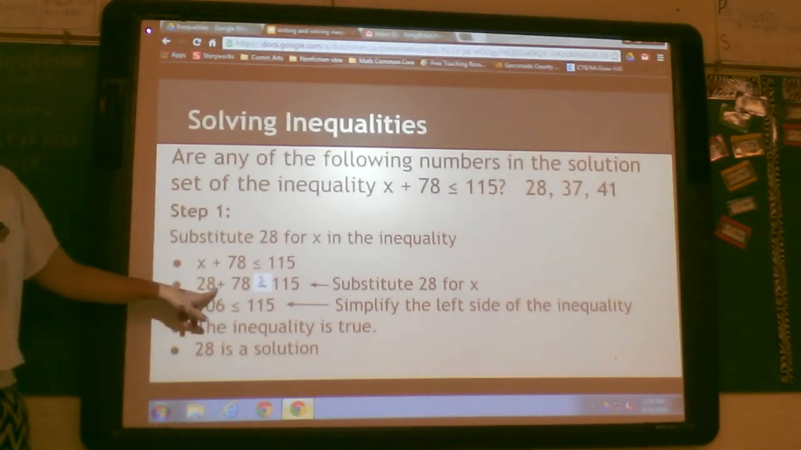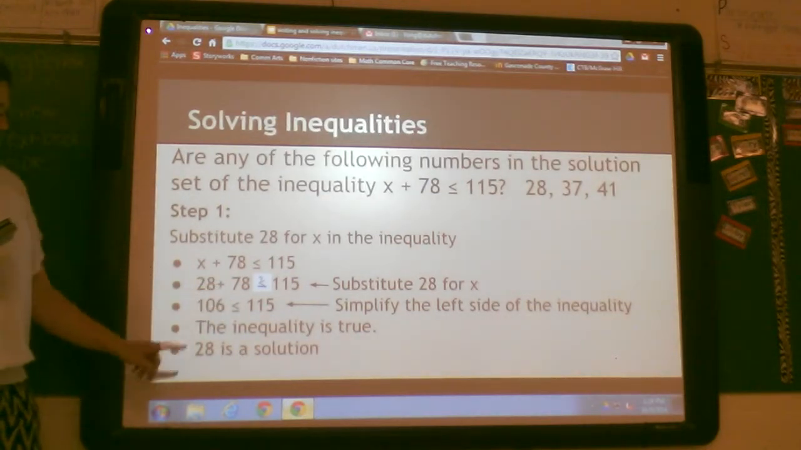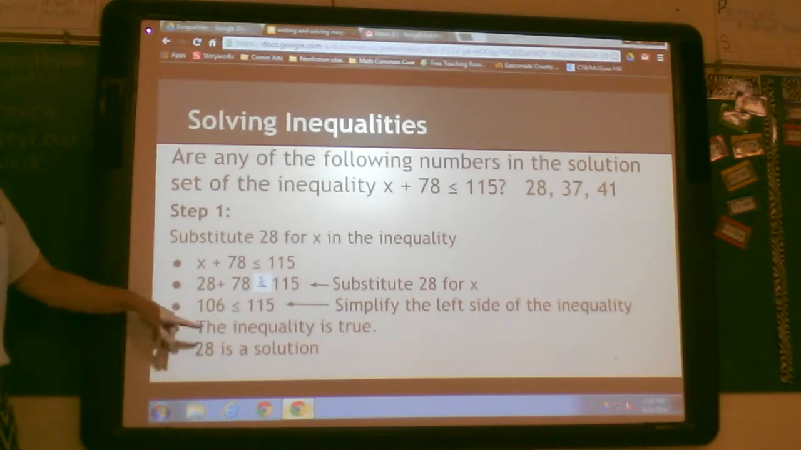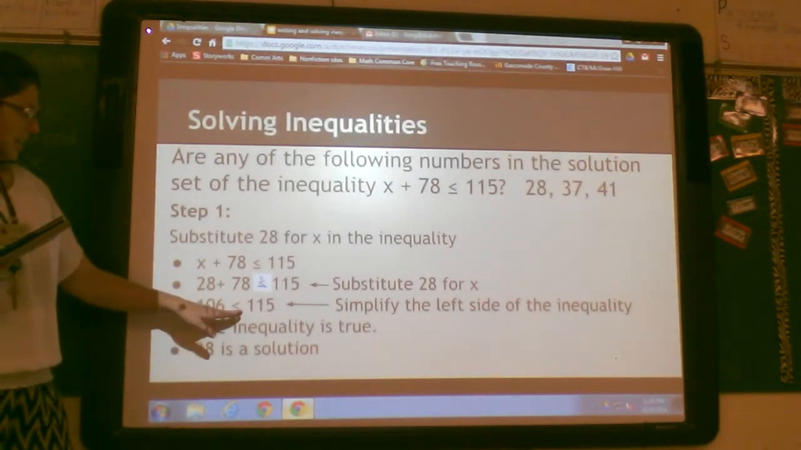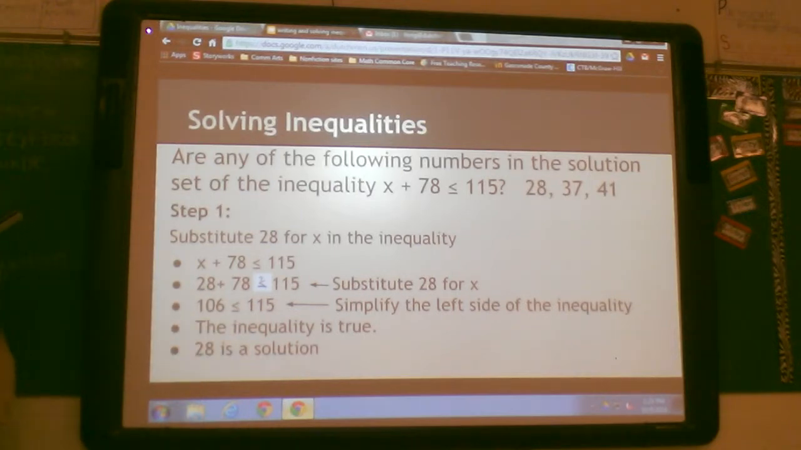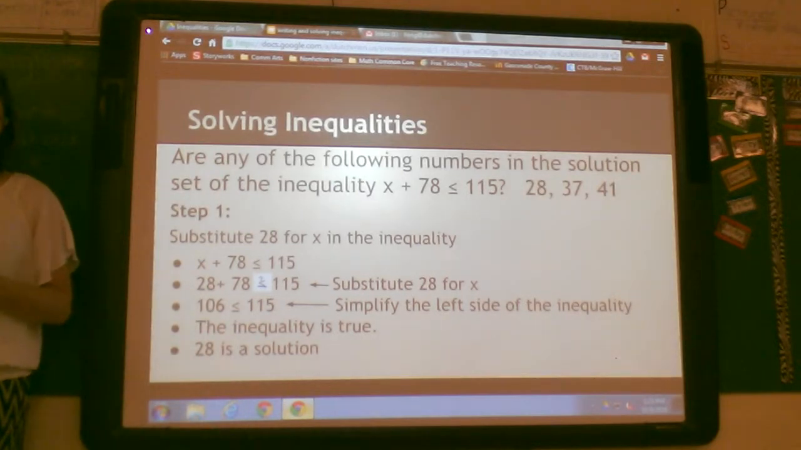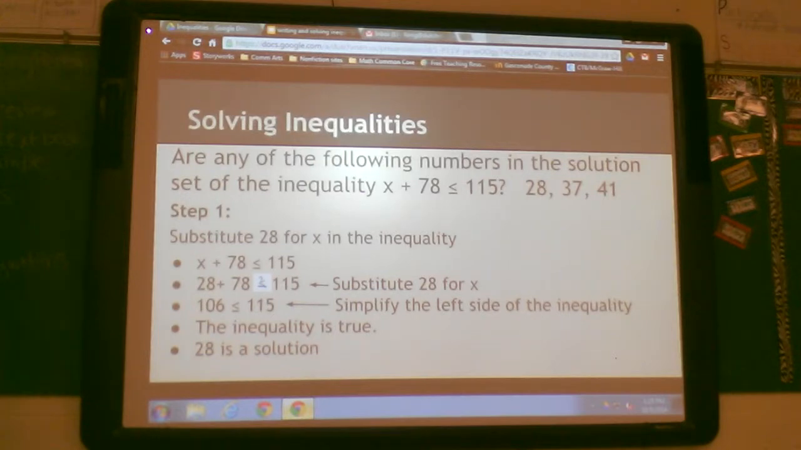Then we simplify the left side. 28 plus 78, we get 106. So we have to look. 106 is less than or equal to 115. So the inequality is true. 28 is a solution.